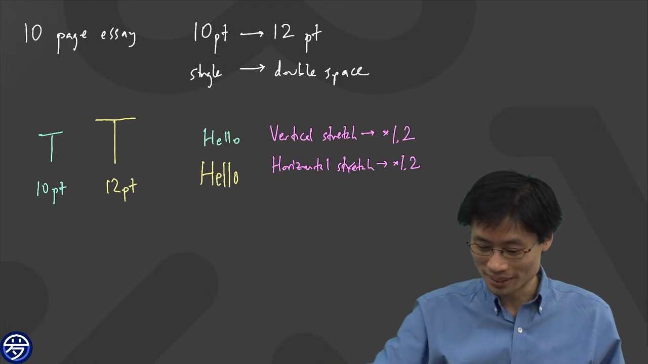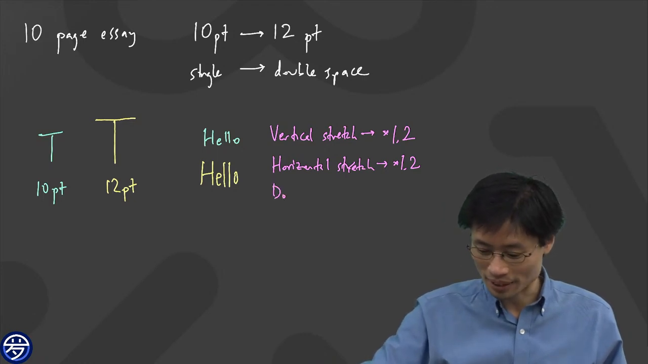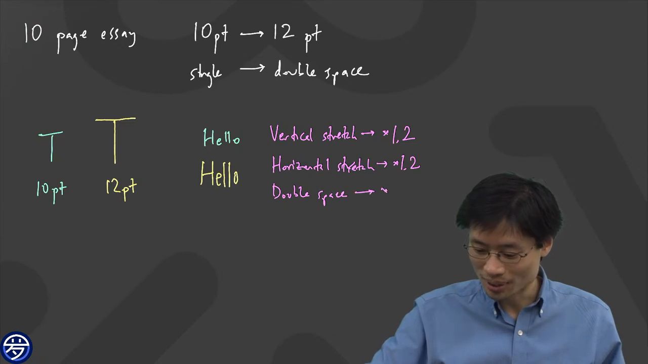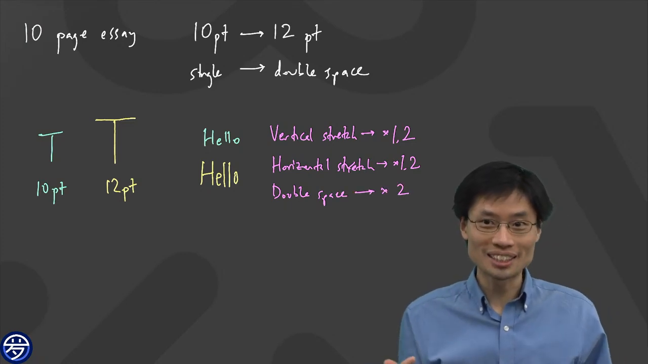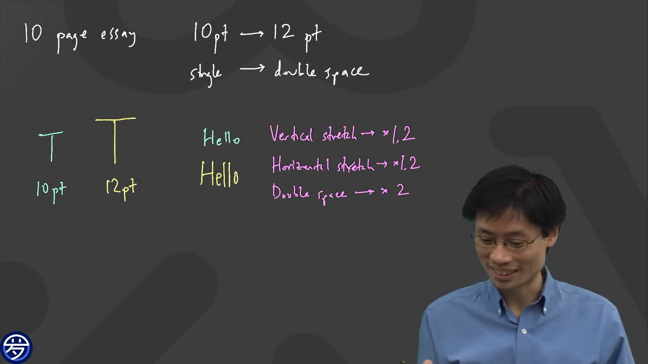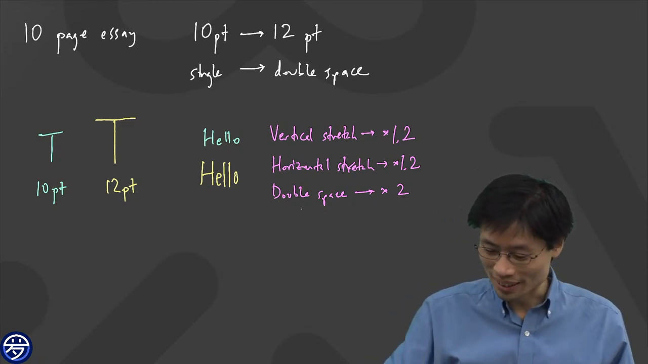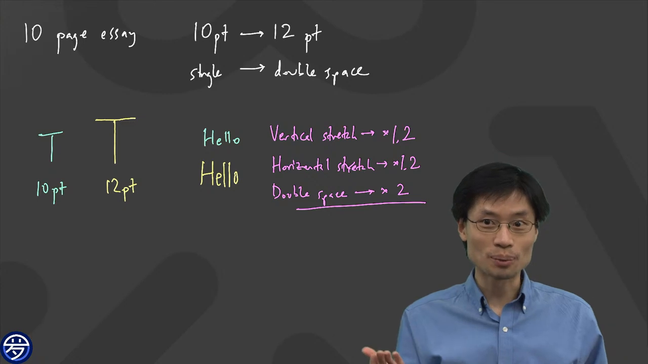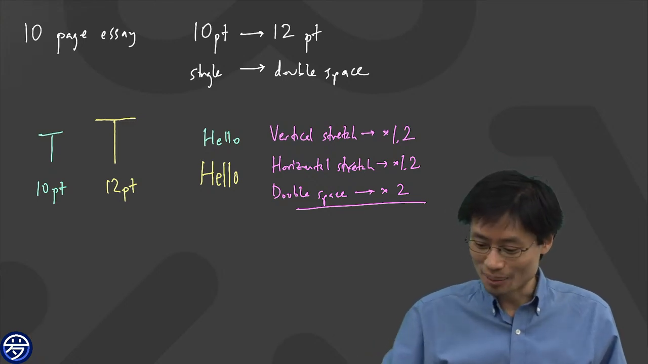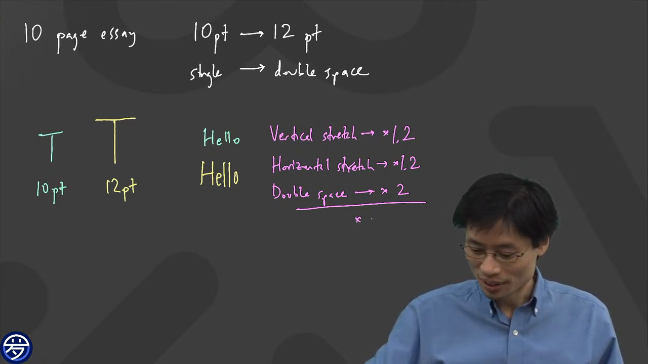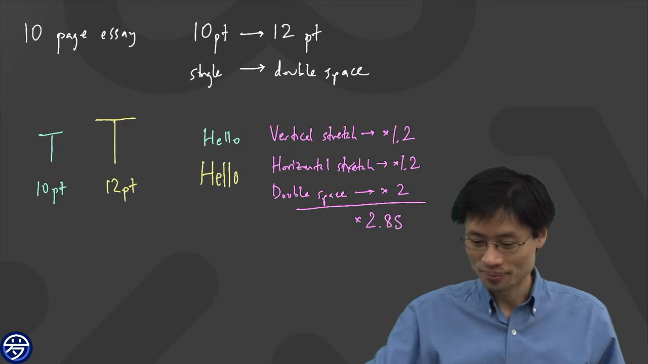What does the double space do? Well, the double space is obvious. The double space is going to do times 2. So now when you put everything together, what's the multiplication factor that you get? Let's combine everything. 1.2 times 1.2 is 1.44 times another 2 is times 2.88.